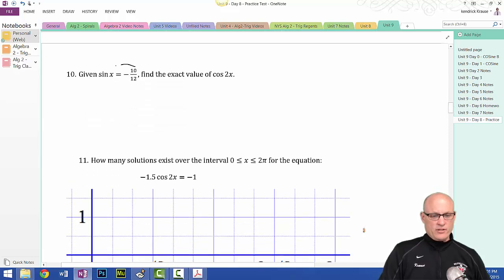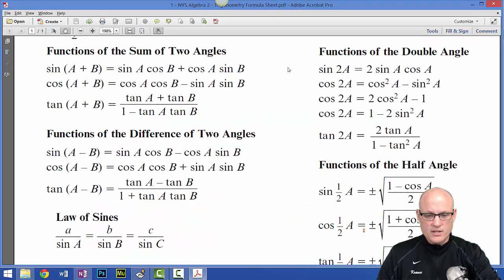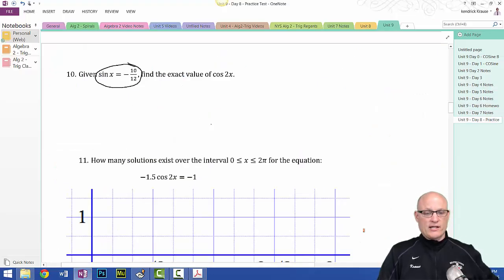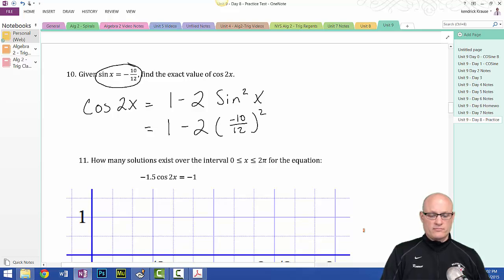Find the cosine of 2x. Now we're given sine, right? And remember, there are three versions of the cosine 2x formula. There's the one with cosine and sine, which you almost never use, the one with cosine, and the one with sine. And since we were given sine, we're going to use the one with sine. So the cosine of 2x equals 1 minus 2 sine, oh, my laundry's done, squared of x. Or this is equal to 1 minus 2 times negative 10 over 12 squared.